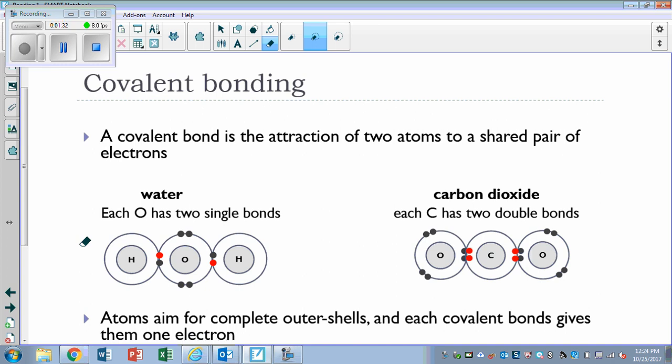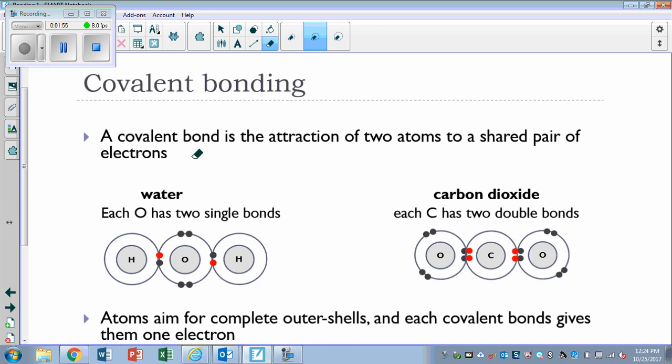Usually these compounds are formed between two nonmetals, and nonmetals have a higher number of valence electrons. So nobody in nonmetals is willing to lose electrons. That's why we talk about sharing here. So a covalent bond is the attraction of two atoms to a shared pair of electrons. This is very important that we understand the concept here.